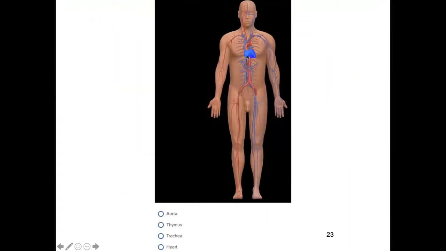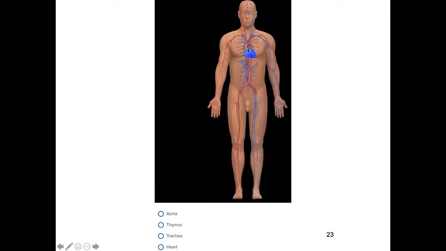This right here, when we look at the blue highlighted structure, is it the aorta? Nope, this is the aorta right here, coming off the heart. So this blue structure is the heart. This is the abdominal aorta here. And then we have these common iliac arteries here.